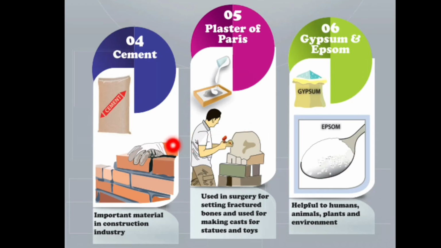Cement is an important material used in construction. We use this for constructing houses, industries, factories and all those things. Plaster of Paris is used in surgery for setting fractured bones and for making casts for statues and toys. Gypsum and Epsom salts are helpful to humans, plants, animals and the environment.